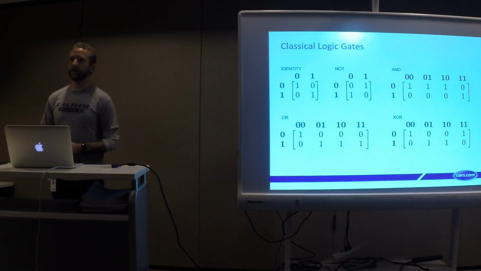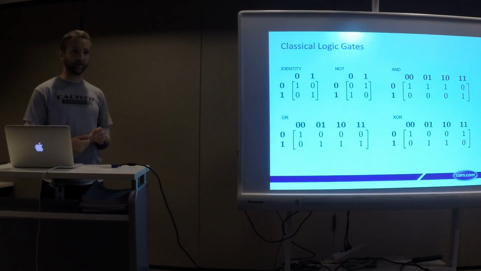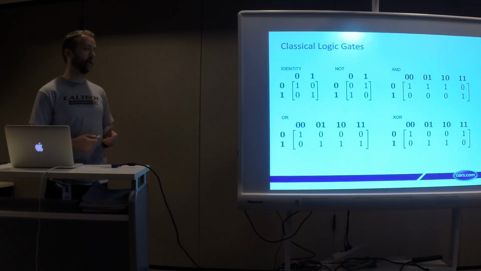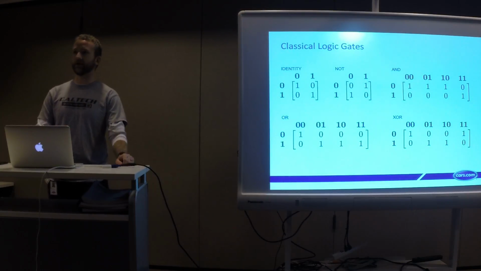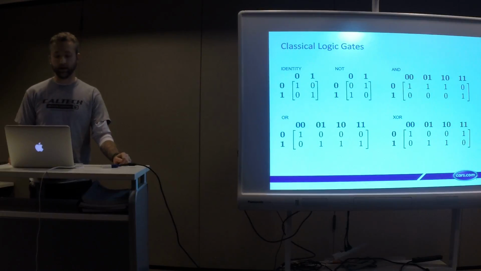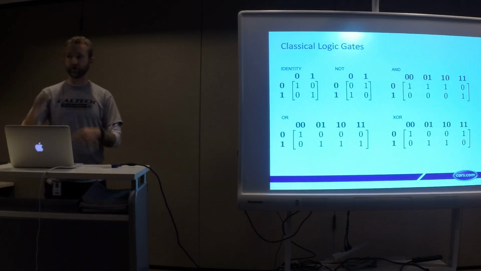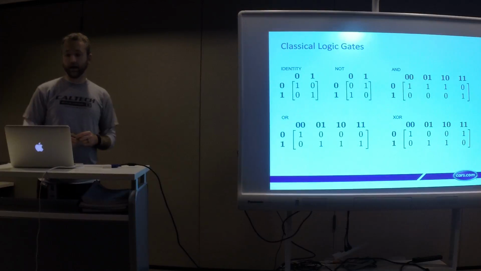All right, so now let's talk about how this works for classical logic gates so that you can get a feel for how this is working. The first is the identity. This does nothing. You would never actually have this as a logic gate in a computer because it's just equivalent to a bare wire that transmits a bit. Then you've got the NOT gate, which flips it. So you start with a 0, you get a 1, and vice versa.